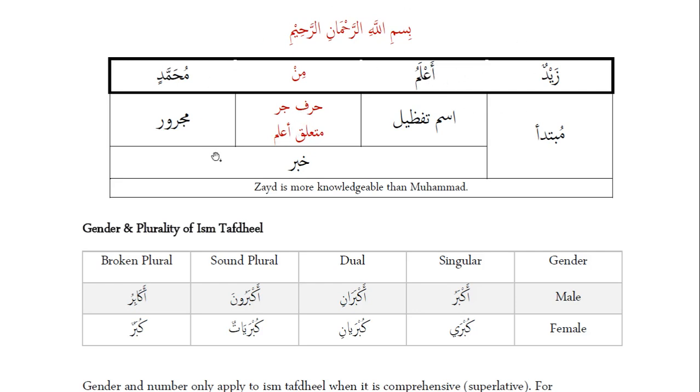So if we do the breakdown of the sentence, it will look like this. We have our mubtada, which is Zaydun. We have our ism tafdil, which is a'lamu. Then we have harfu jar, or jar, majroor. This is our harfu jar, forcing this noun to go into a state of jar. And we can say that min is muta'alliq to a'lamu. And together, these three words will serve as our khabar, giving us the translation of Zayd is more knowledgeable than Muhammad.